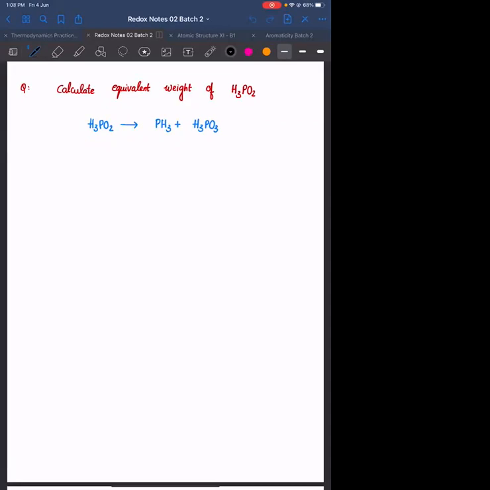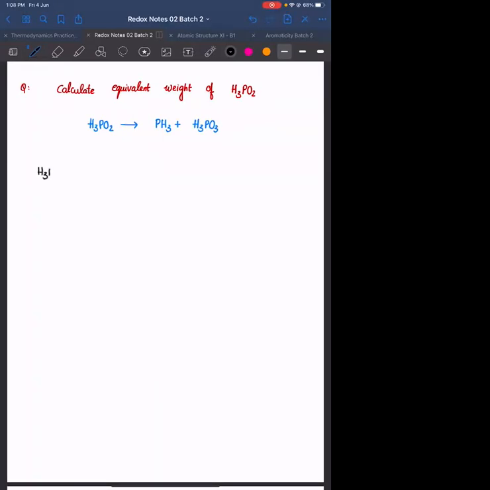67/4. ठीक है. H3PO2 का वेट है 67 है क्या? हाँ सर. Weight of H3PO2 67. Okay. चेक करते हैं.